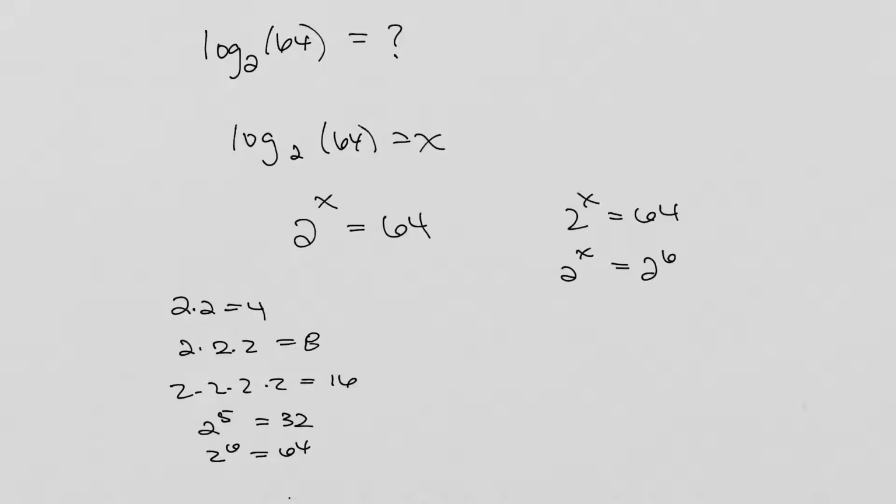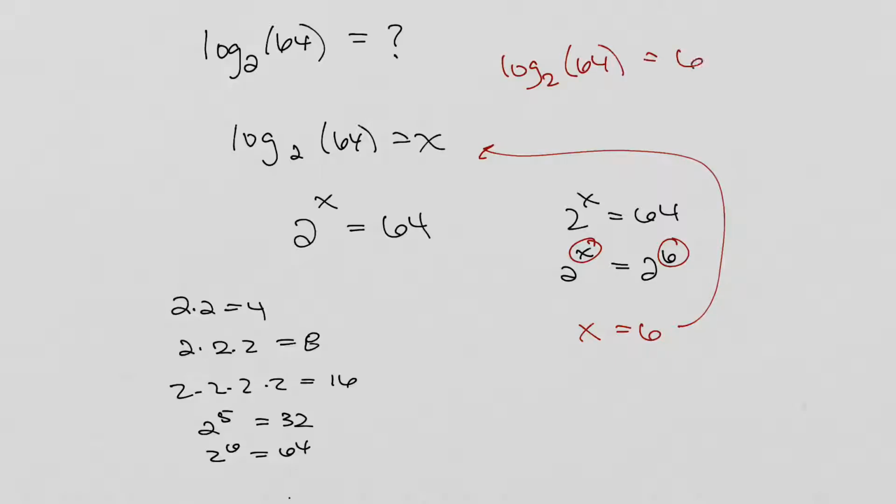Yeah, so if I have 2 to the x equals 64, 64 is the same thing as 2 to the 6th. Right? So this exponent has to match that exponent, and the answer here is x equals 6. So I can come back up here and say log base 2 of 64 equals 6. All right. So going back and forth between these logs and exponents really isn't too bad.